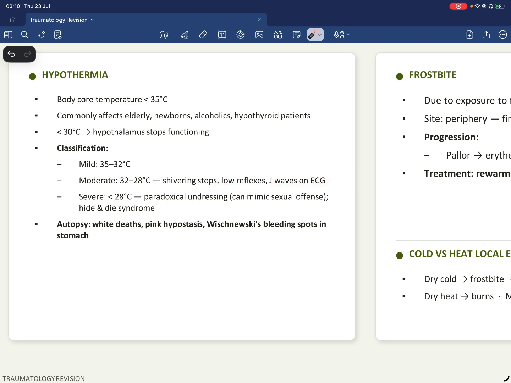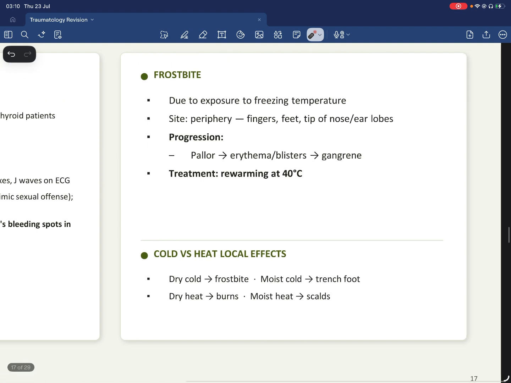In severe hypothermia, there is paradoxical undressing, where a patient paradoxically feels very hot and starts to undress all their clothes, and it can typically be seen as a dead body lying in the open, which may mimic a sexual offense case. And hide and die syndrome is where the dead body may be found in the cupboards or in the basements, which may mimic a homicide.